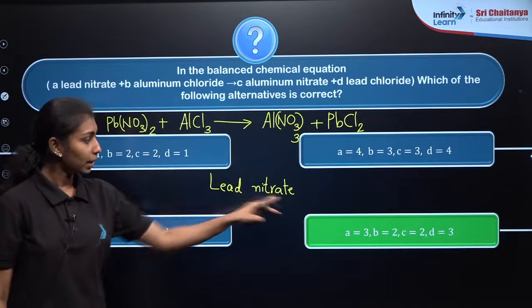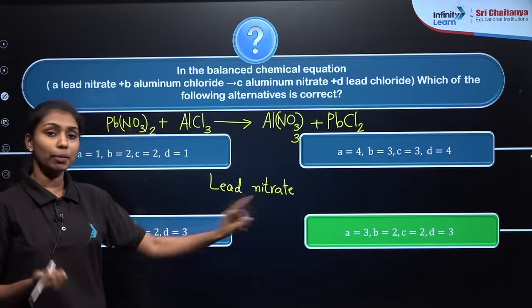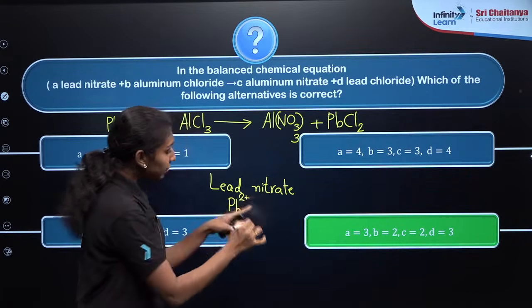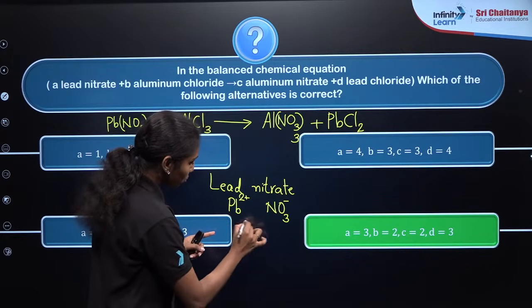This is the chemical name of this compound, lead nitrate. So what you are observing here, lead will be the cation and nitrate will be the anion. Lead is having the valency of 2 plus, right? Pb 2 plus, and nitrate means it is NO3 minus. Valency is 1 here, right? So here it is 2, here it is 1.